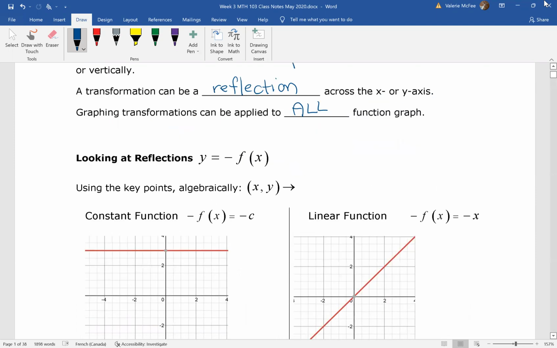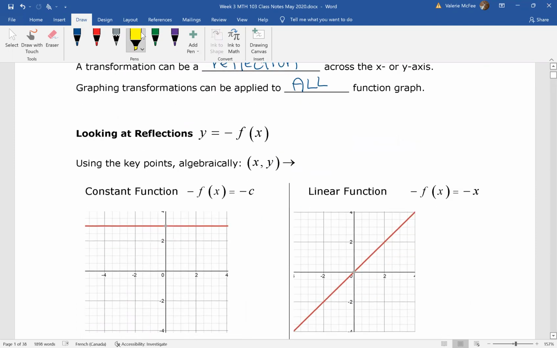So we're going to start with a reflection. And notice that we've put a negative outside of the function. Notice that it says y equals the negative f of x. That tells me that I'm applying that negative sign to y. We've memorized basic points on the graph, basic x, y points. We're going to take those points, we're going to keep x the same, and we're going to find the negative of y.